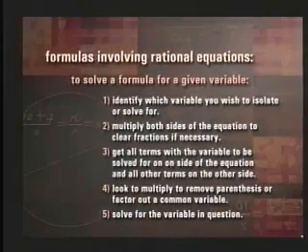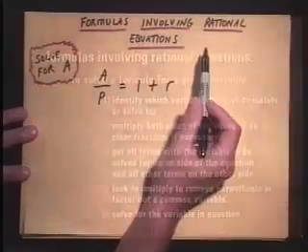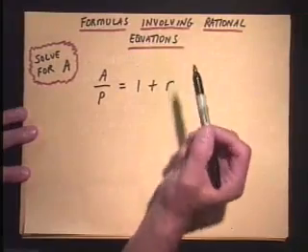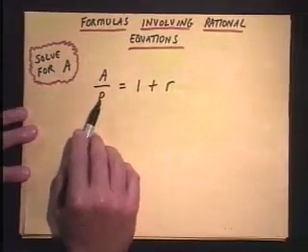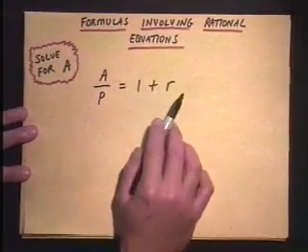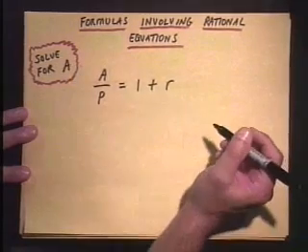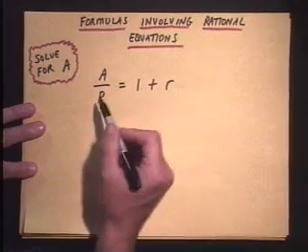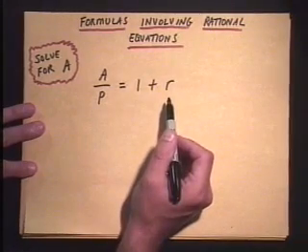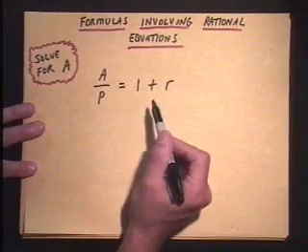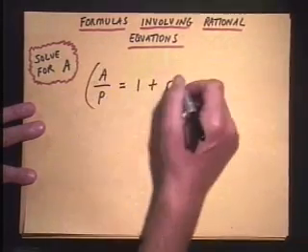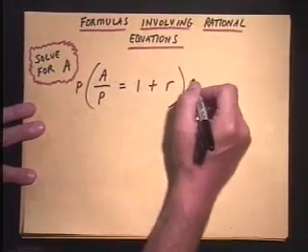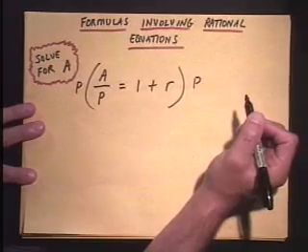So let's look at some more examples here. And we will find that we have formulas involving rational equations. In this case, we have a divided by p equals 1 plus r, and we want to solve this for a. So in order to do that, we need to multiply the equation through by the common denominator, which in this case is the only denominator, p. So we will go ahead and multiply everything through by p.